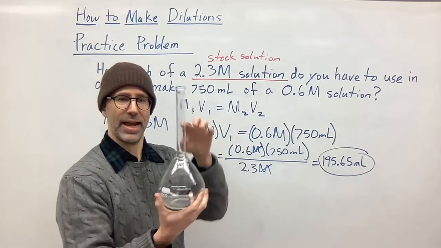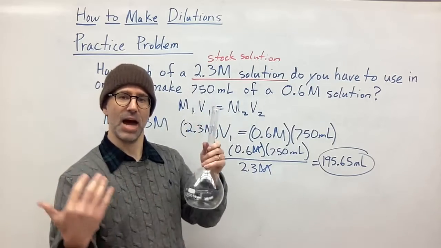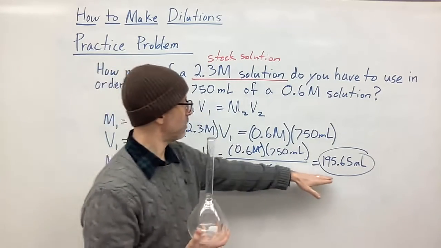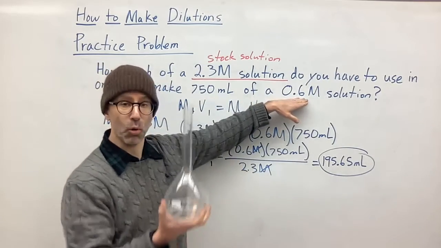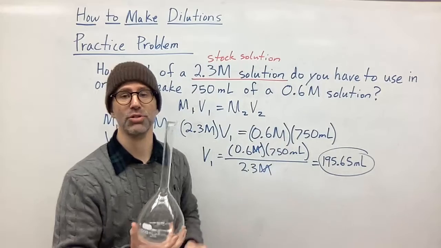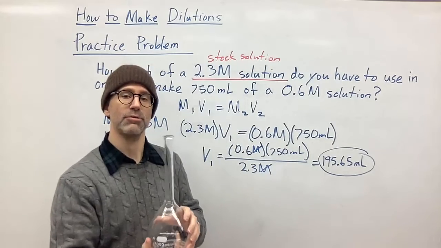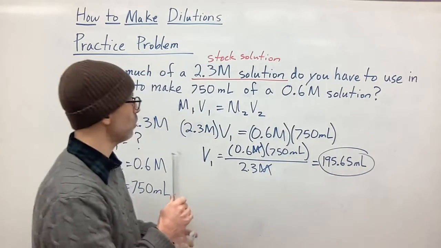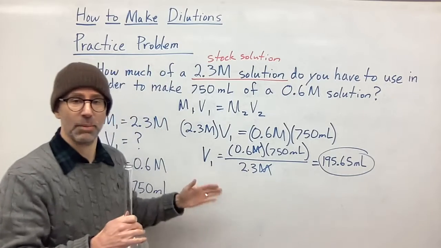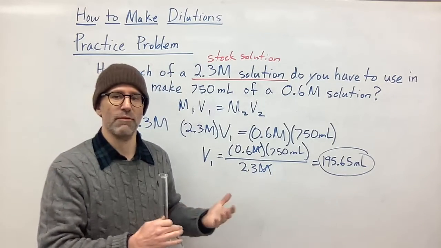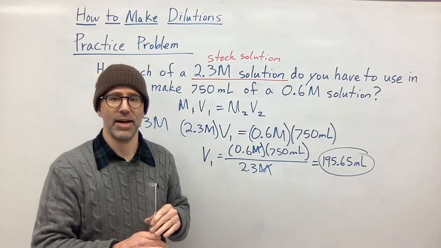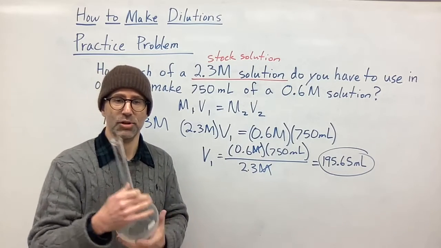And then once I have that water there, I now have 750 milliliters of a 0.6 molar solution. Now I can go ahead and use this for whatever I need. One thing I do want to mention about problems like this is that a lot of times they'll ask you, what volume of water should you add to the flask?